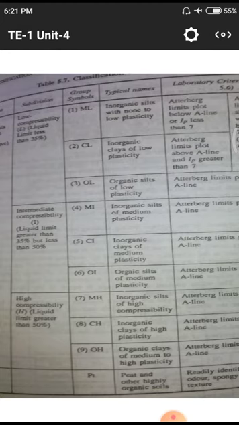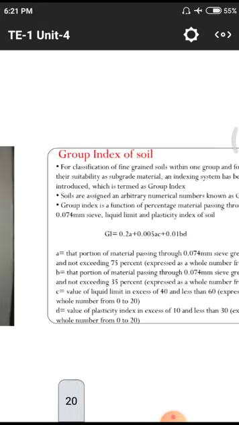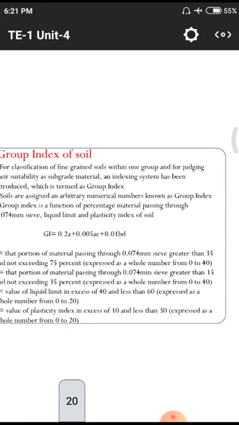L, I, H. L means low compressibility or less compressibility. I means intermediate compressibility. H means heavy compressibility or high compressibility. M means medium, with some quantity of inorganic content of clays, and O means organic content. These are the classifications. Today we need to discuss this group index.